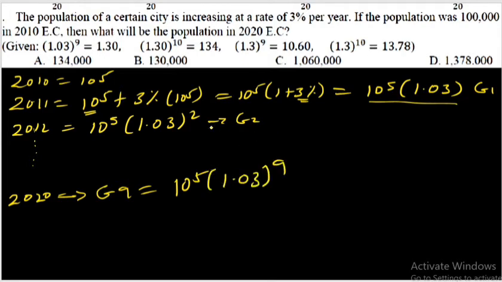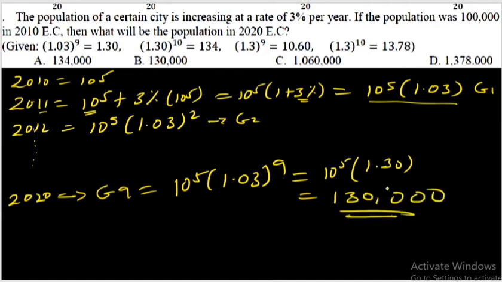We need to take care here. We are asked what will be the population in 2020. It doesn't say at the end of 2020, just 2020 means end of 2019. So how many terms are there? From 2011 until 2019 there will be 9 terms, so we are asked the 9th one. So this is equal to 10 to the power of 5 times 1.03 to the power of 9. It's given already in the first bracket, that's 1.30, so this is equal to 130,000. That is the population at the end of 2019 or 2020.